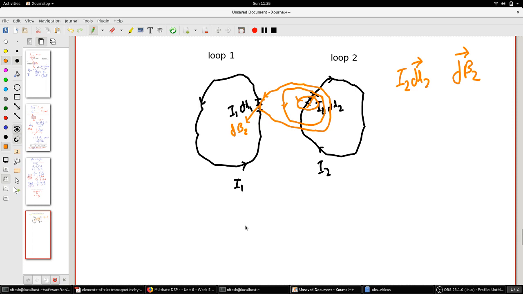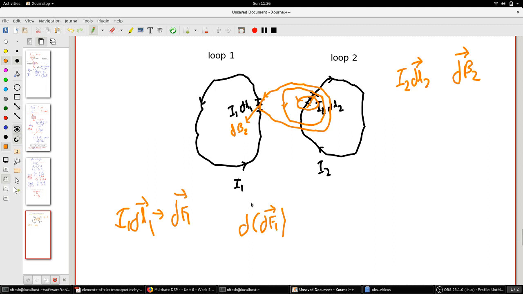The force experienced by this current element due to dB2 will be d of dF1. Okay, d of dF1. Why are we assuming d of dF1? Because I1 dl1 is a small current element, which will experience a force of dF1. Okay.